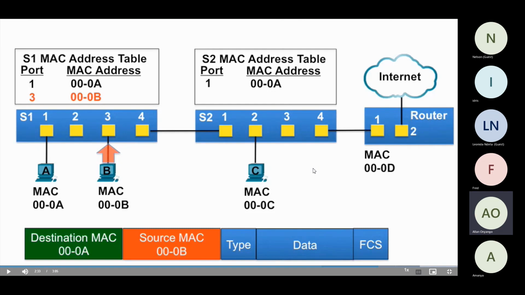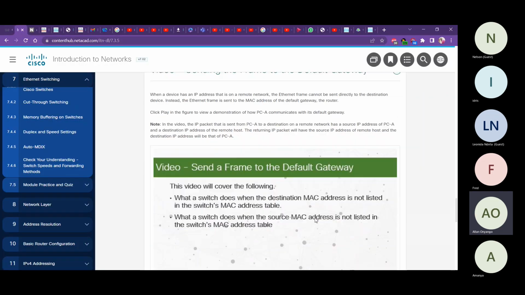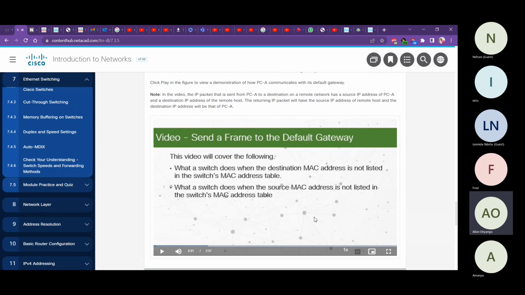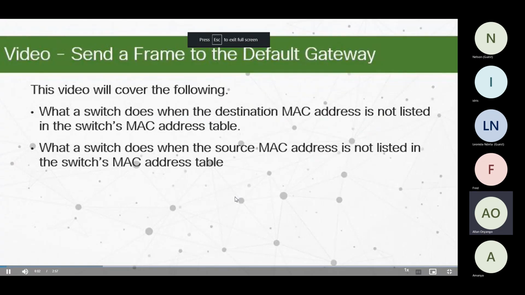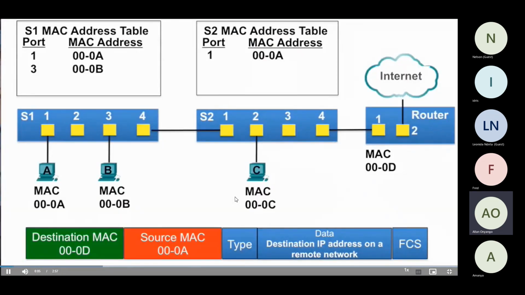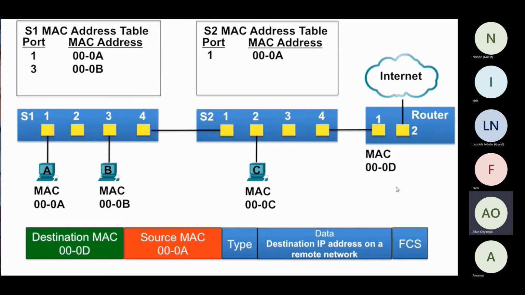Now let's see another video where we want to send a frame to the default gateway and see what comes back. In this video, PCA is going to send a packet to the internet because the destination IP address is on another network. So the source MAC address is that of PCA, the destination MAC address is that of the router, 000D, and the Ethernet frame is sent to switch S1.